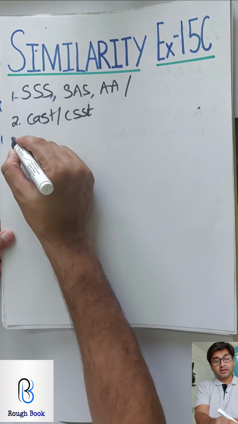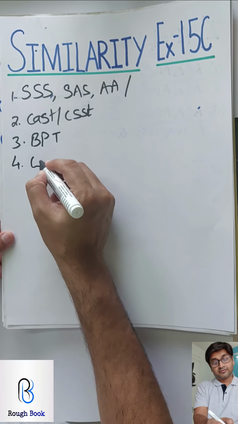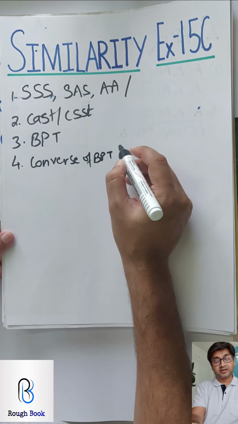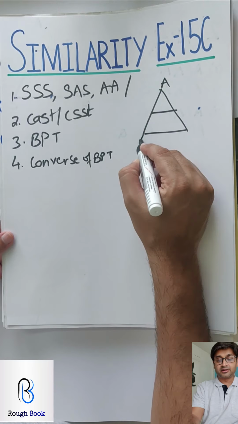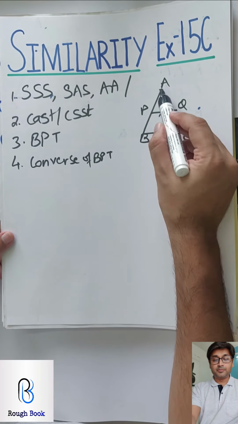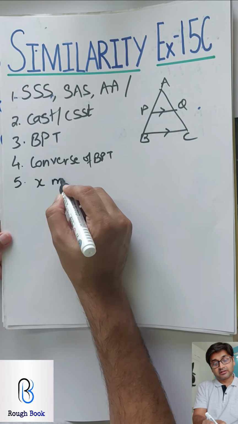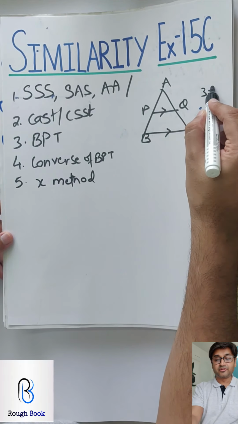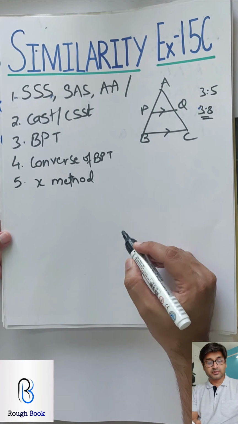The next thing, BPT, basic proportionality theorem, and the converse of BPT. The basic proportionality theorem was when there is a triangle and you have a line parallel to one side of the triangle, let's say PQ parallel to BC, then AP upon PB equals AQ upon QC. Then we also learned the X method. You remember they said AP upon PB is 3:5, so AP upon AB we said is 3:8 using the X method.